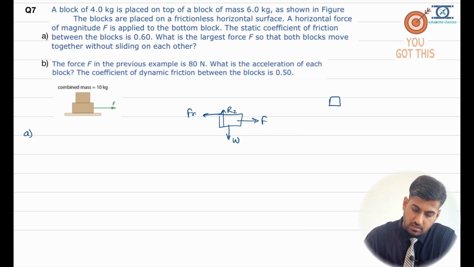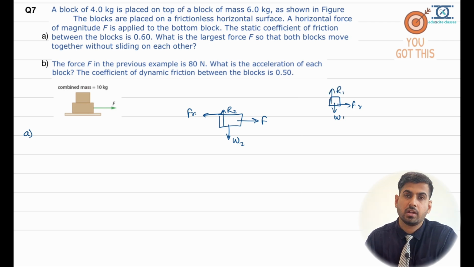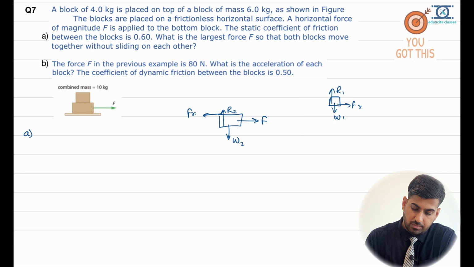For the upper block there is no applied force, but when the lower block is moving, this block has a tendency to remain in a state of rest due to its own inertia. So it will try to move in the backward direction relative to the bottom one. So the friction will act in the forward direction. So friction will be here, this is the weight of the block, let us say this is W1, and a normal reaction force R1 will be acting in the upward direction, right? So I hope the free body diagram is quite clear, and also there will be R1 acting in the downward direction for this as well.